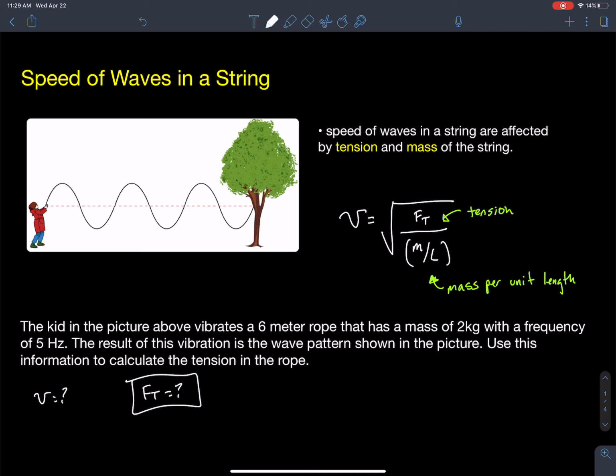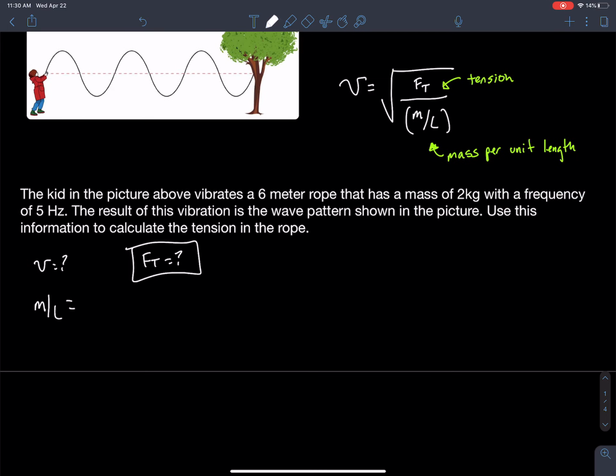We definitely have mass over unit length because they gave me the mass of the rope, 2 kilograms, and they gave me the length of the rope, which is 6 meters. So that variable has been given to us, okay? So how are we going to go about solving for velocity? Let's start with that. So I'm going to go back to an equation that we've already seen before, where velocity is equal to the wavelength times the frequency.